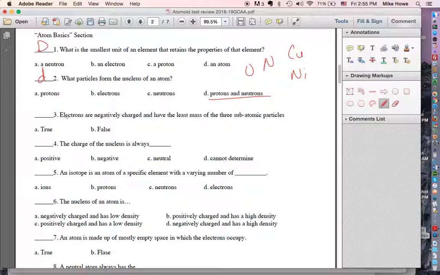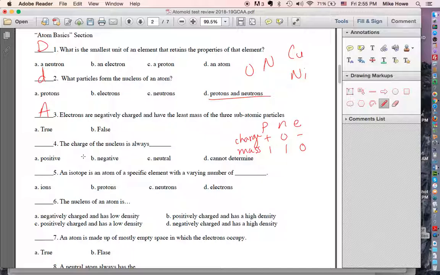Electrons are negatively charged and have the least mass? Yes, because if you remember this little chart, you have protons, neutrons, and electrons. You had charge and mass. This should be in your notes. The charge is positive, the mass is 1. The charge is 0, the mass is 1. The charge is negative, the mass is 0. So this answer is true.